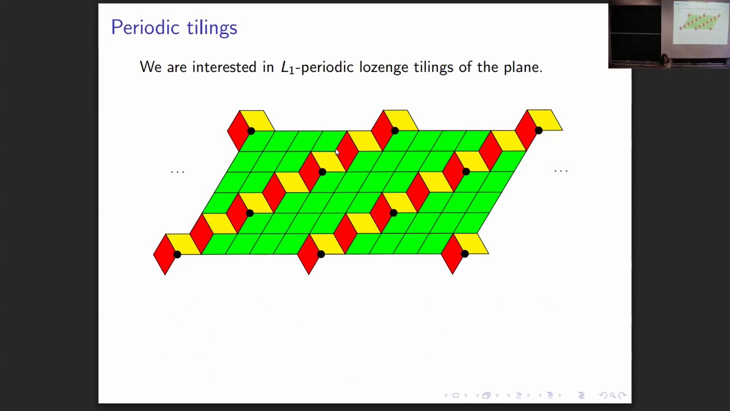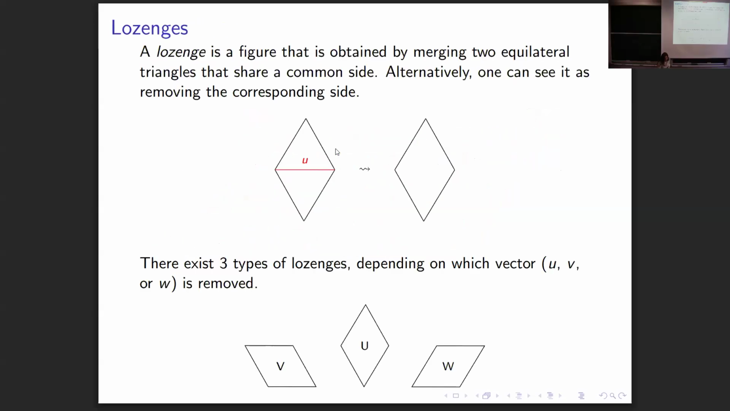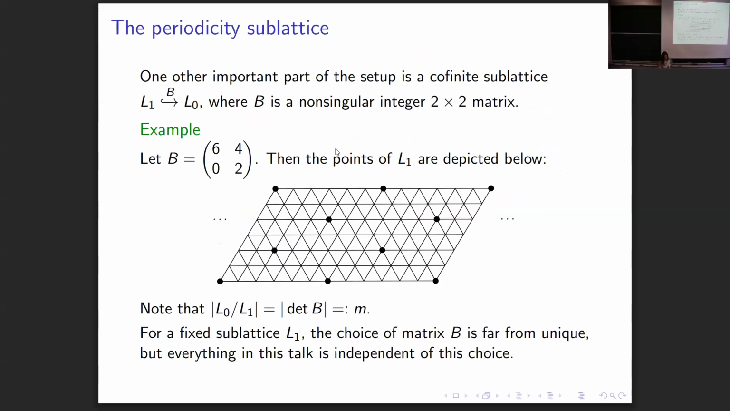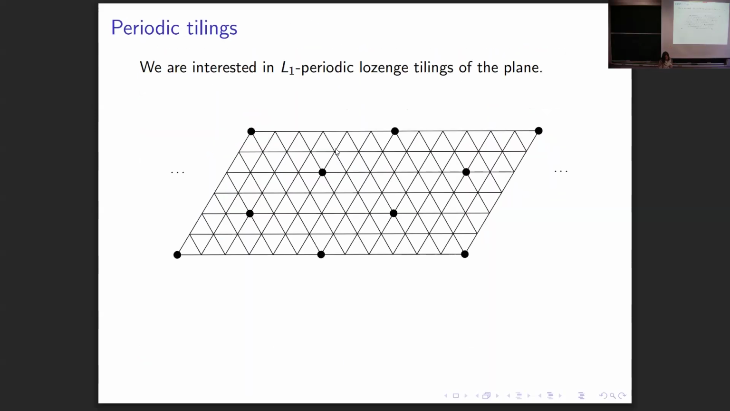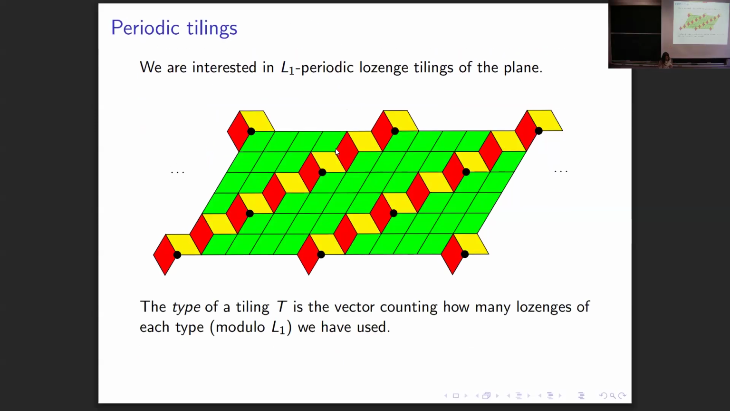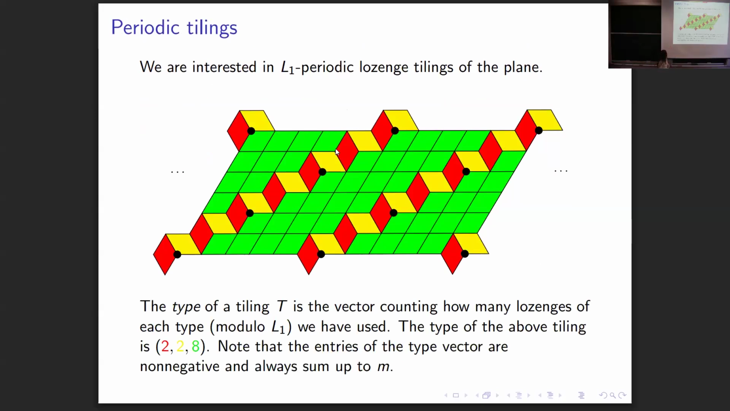You don't remember what m is? M is the size of the quotient group. So really, how many points you see on this picture, modulo L1. You can also see it as the determinant of the matrix. So in this case, it's only 12. Modulo L1, you only see 12 points, right? So yes, that's the type of the above tiling. And as I said, the numbers sum up to m, they're non-negative, okay?